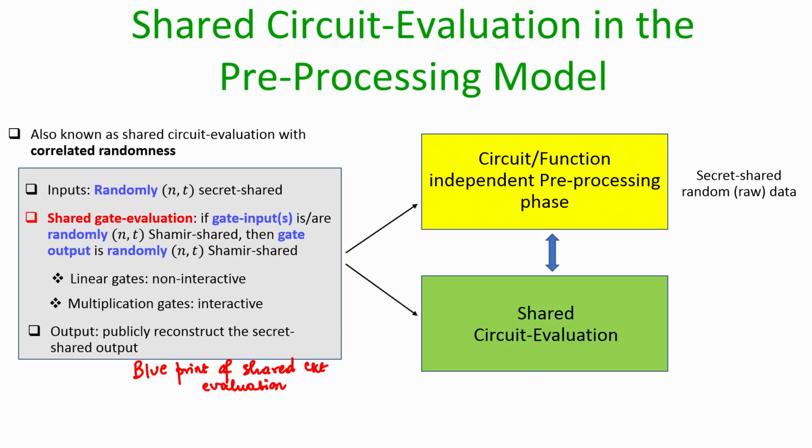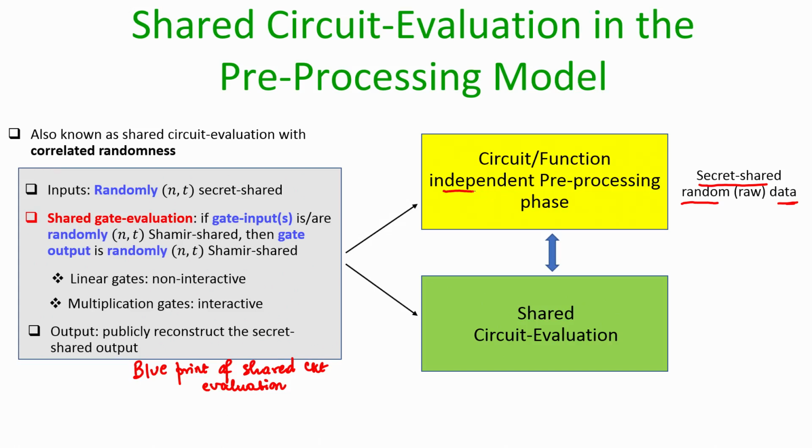In the pre-processing model, the idea is that we divide this whole process of shared circuit evaluation into two independent tasks. Stage 1, or task 1, is the pre-processing stage, where we produce some kind of secret shared data. Of course, it will be random data, but not completely random; it will have some kind of relation among itself.